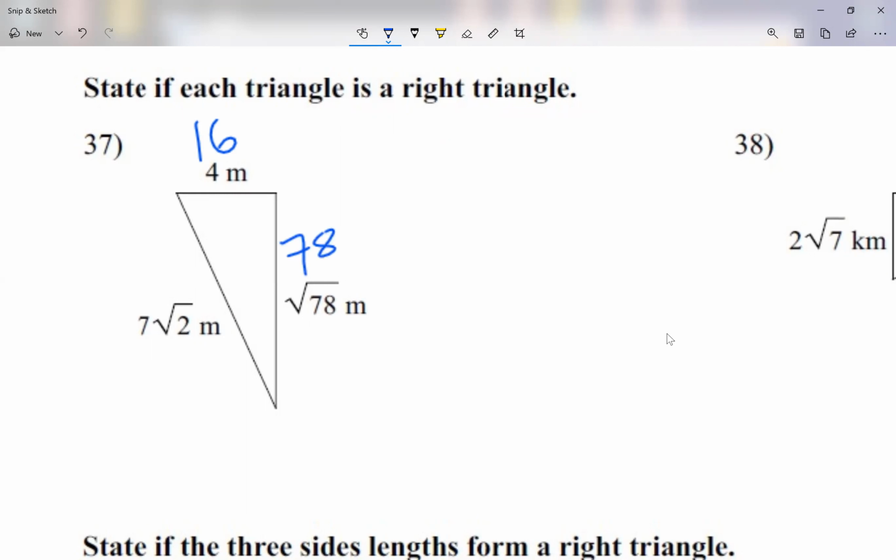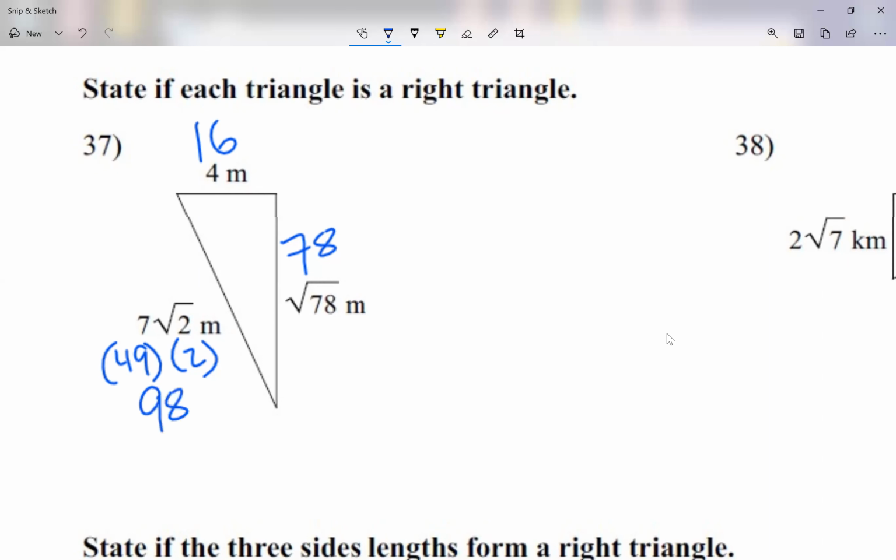Now, when there's a mix of a whole number and a radical number, if I only had the 7, that would be 49. If I only had the radical, it would be 2, right? Because I get the number on the inside. Because I have both, I'm going to multiply them. 49 times 2 is 98.